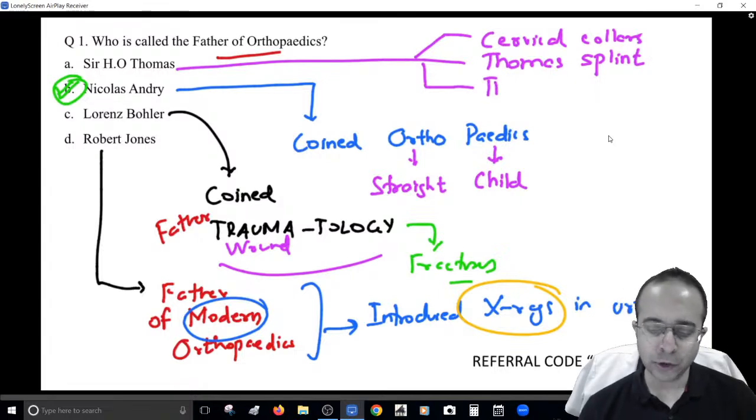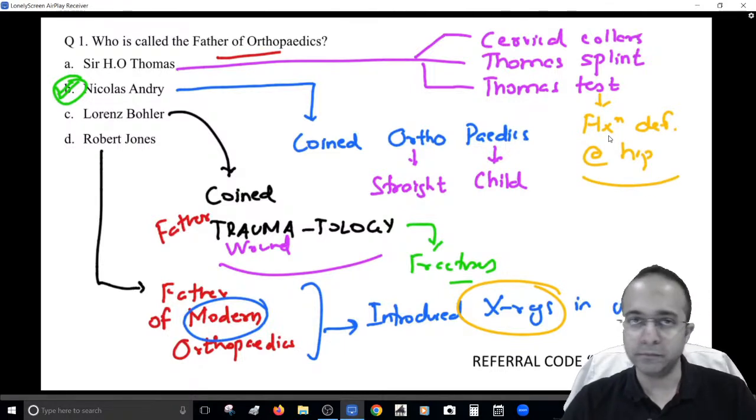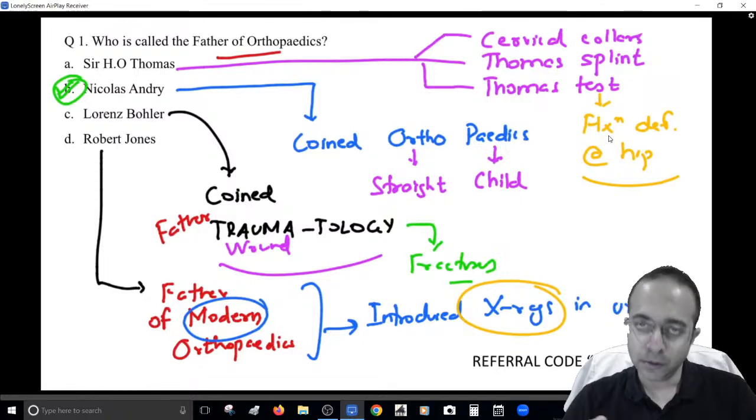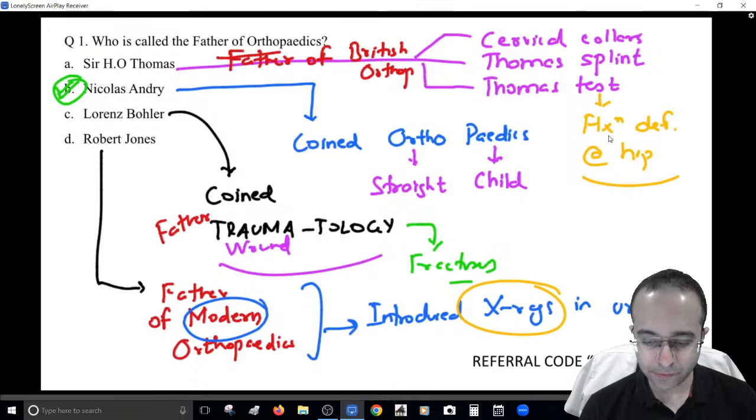He also gave us something called the Thomas test. Thomas test is a method to find a flexion deformity at the hip. Sometimes the hip joint is fixed in flexion and the spine is masking that deformity. So to take away that contribution of the spine and to find that fixed flexion deformity at the hip, we use this Thomas test. So this gentleman, for his great innovations, is called the father of British orthopedics.